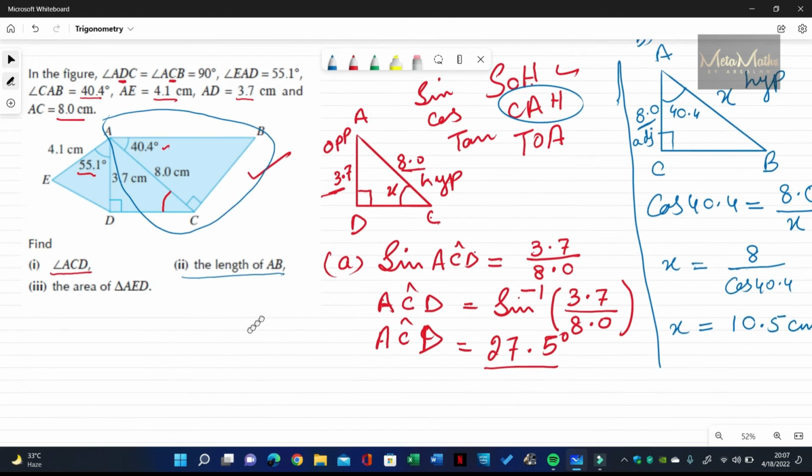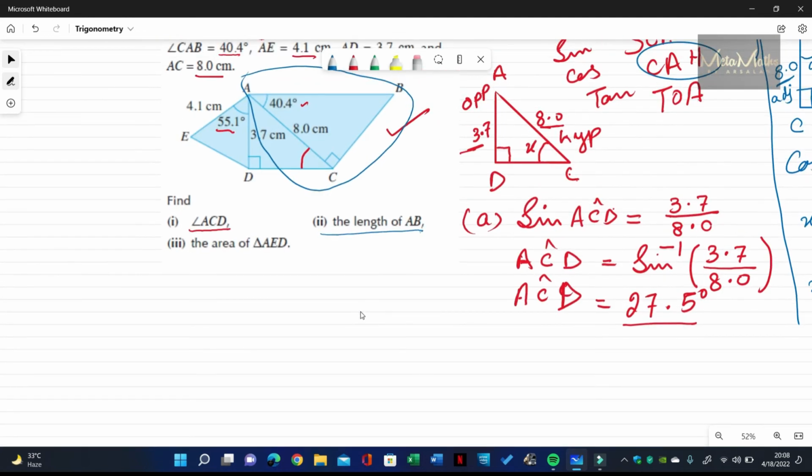Now for the last part, it's area of triangle AED. Now AED is this smaller triangle on this left side of the diagram. If I make it in a separate diagram, it will look like this. The A vertex, then E vertex, and then D vertex, right? This angle is 55.1, and then I have the length of AE, which is 4.1, and AD, which is 3.7.